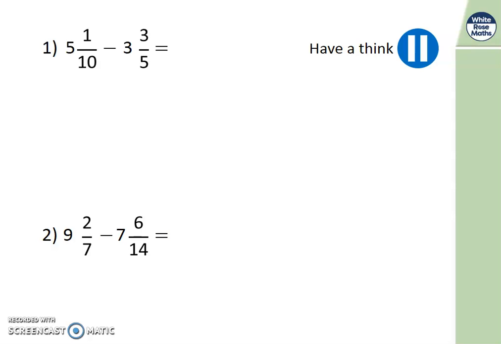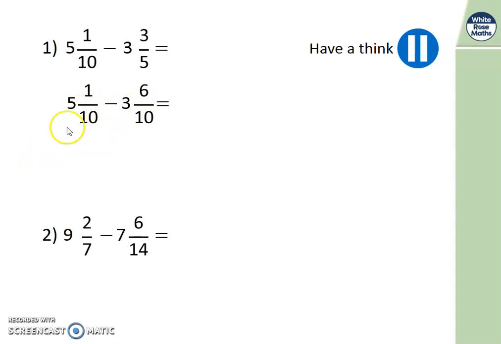Question 1. 5 and 1/10 subtract 3 and 3/5. Let's change it into tenths. We'd have to double both parts here, which is 6/10, like this. And you can see here that 1/10 subtract 6/10, I'm having to break the whole.